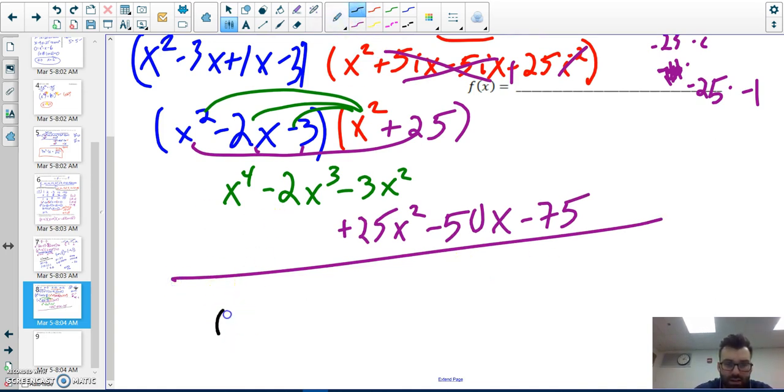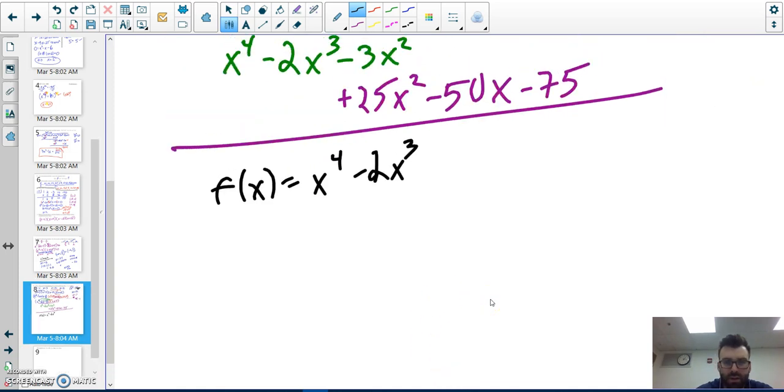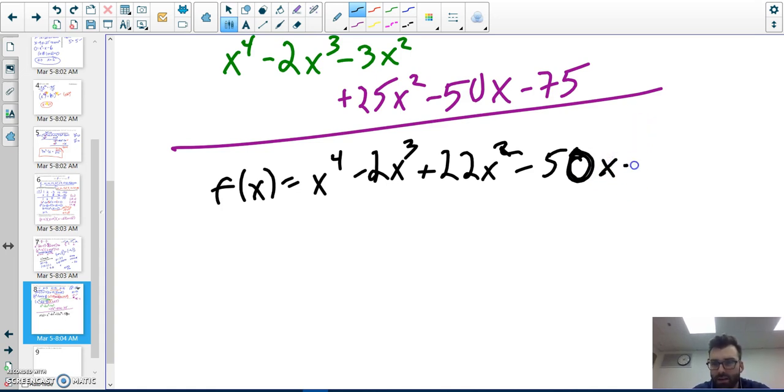So my final answer, f of x equals, this will go in your line over here, x to the 4th minus 2x cubed, -3 and 25 is plus 22x squared, minus 50x minus 75.